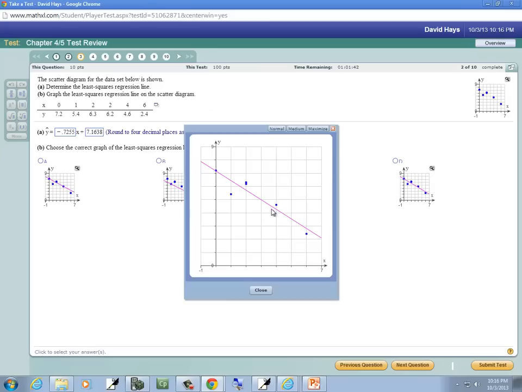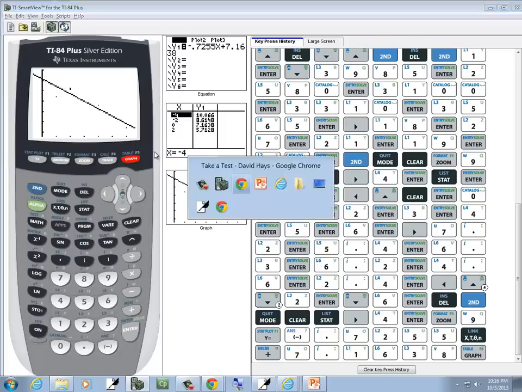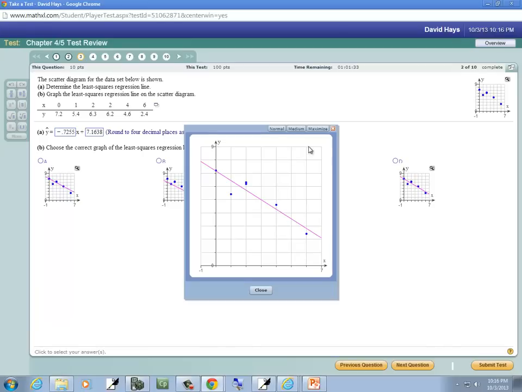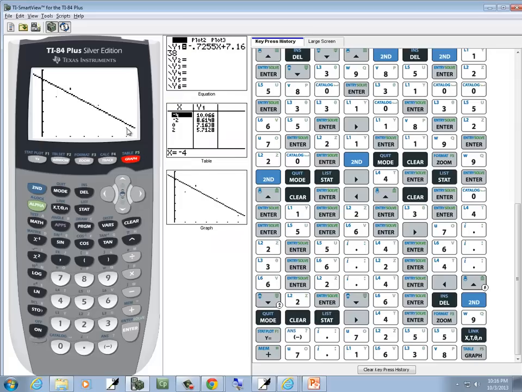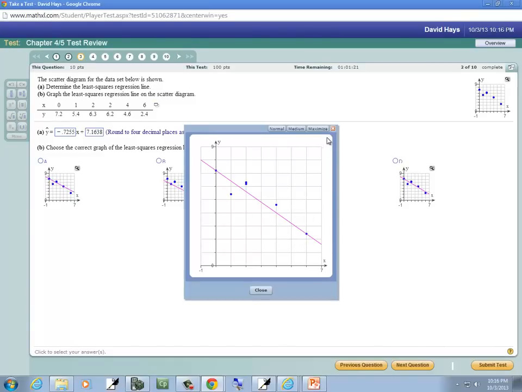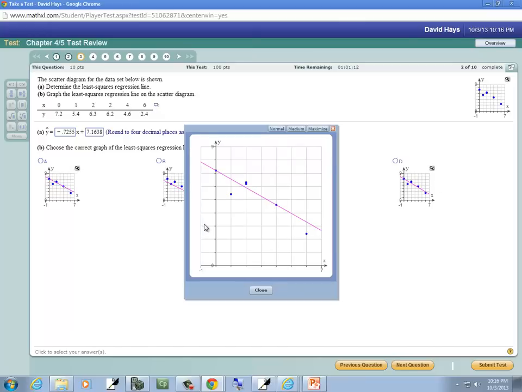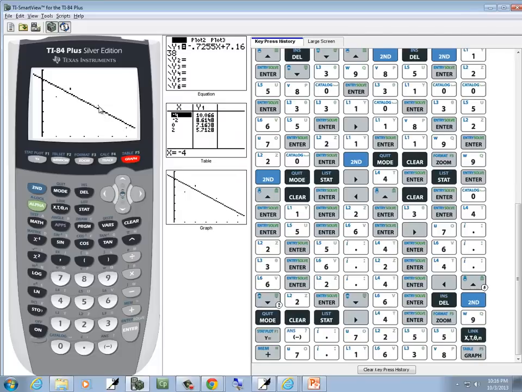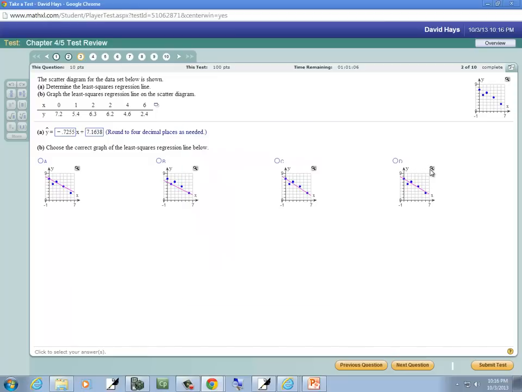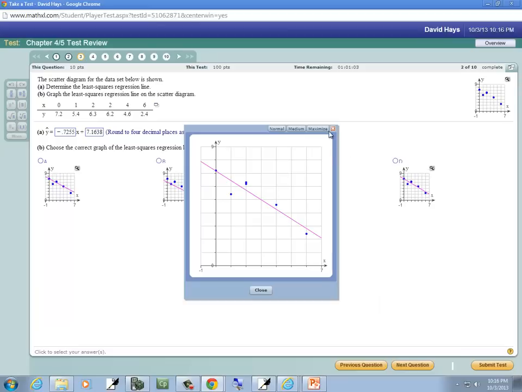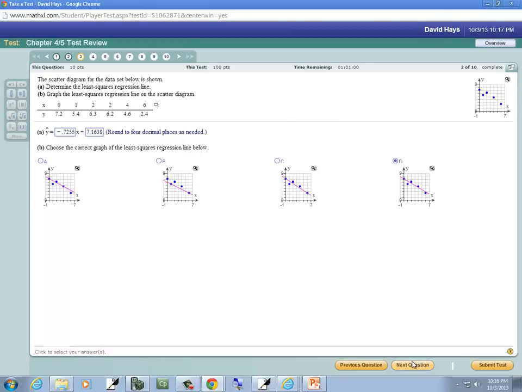Okay, my eyes aren't very good, so I have to blow these up. That one looks close, doesn't it? I think that's the one, actually. But let me look at these other ones. This point here is below that line. This is on that, so that's not it. This one has lines on it, so that's not it. So it's either going to be this one or this one. Let me look at this one a little closer. This point is above it, so it's not that one. It's this one. Okay, now click on next question.